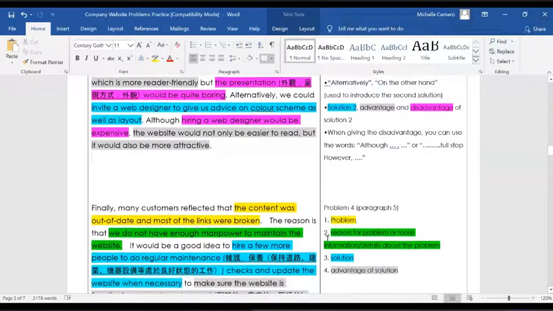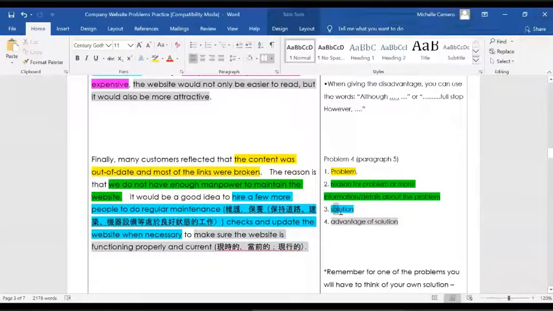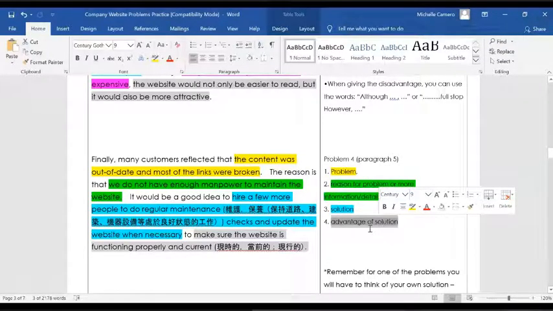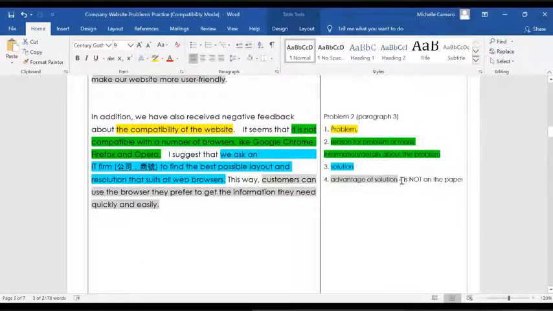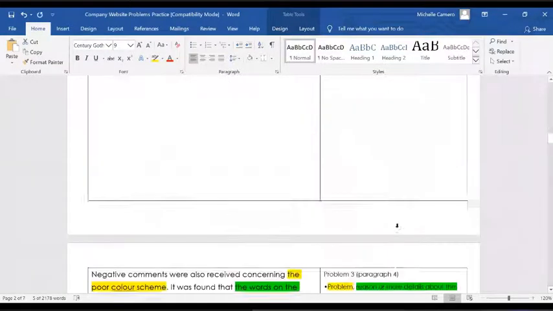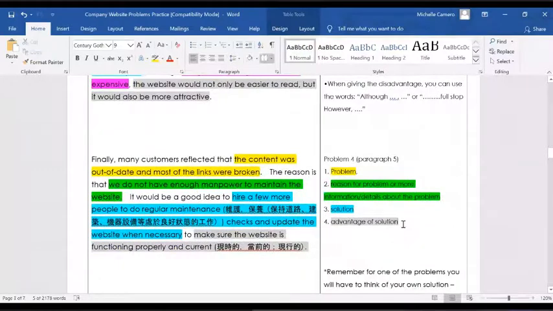Now we go back to the regular way where you only have to give the one solution. So again, start your paragraph off with the problem, give more information about the problem, give the solution, and then add your own idea, which is the advantage of the solution. So let me copy that because I want to make sure that you add that because it is very important. Okay. All right.